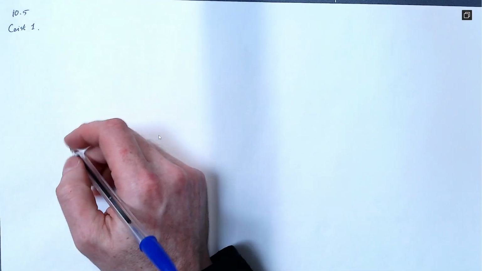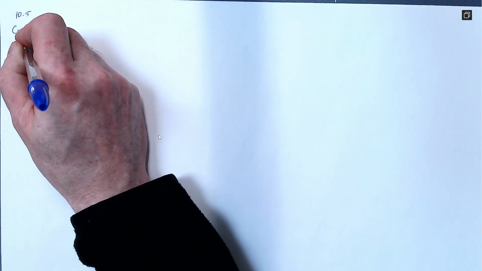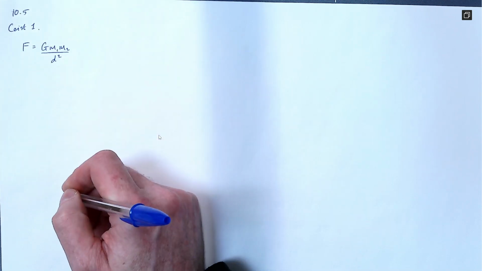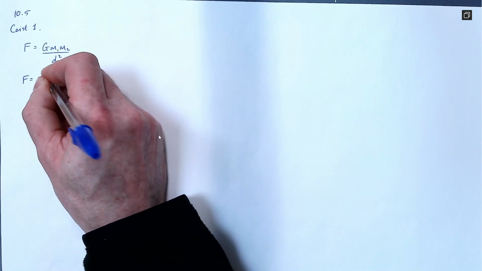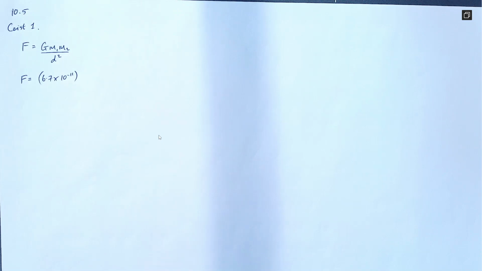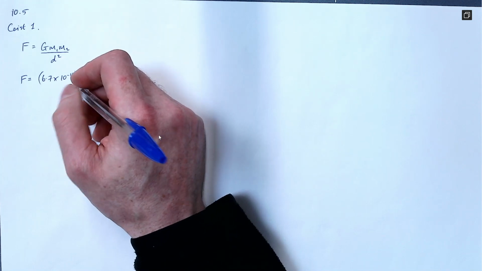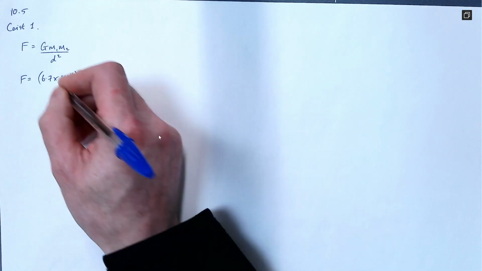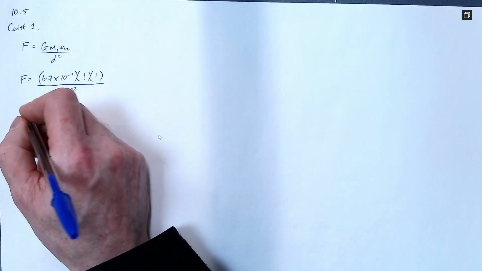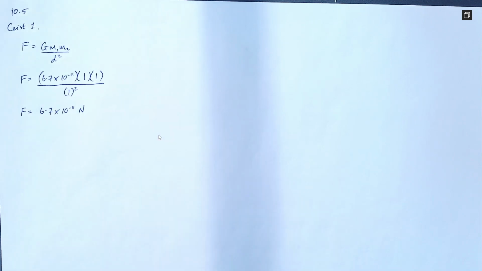So to find the gravitational attraction, it's the force of attraction. So the force equals G M1 M2 over d squared. So the force equals 6.7 by 10 to the power of minus 11, times the masses, each of mass 1 kilogram, so 1 kilogram by 1 kilogram, over a distance of 1 metre, so it's 1 squared.